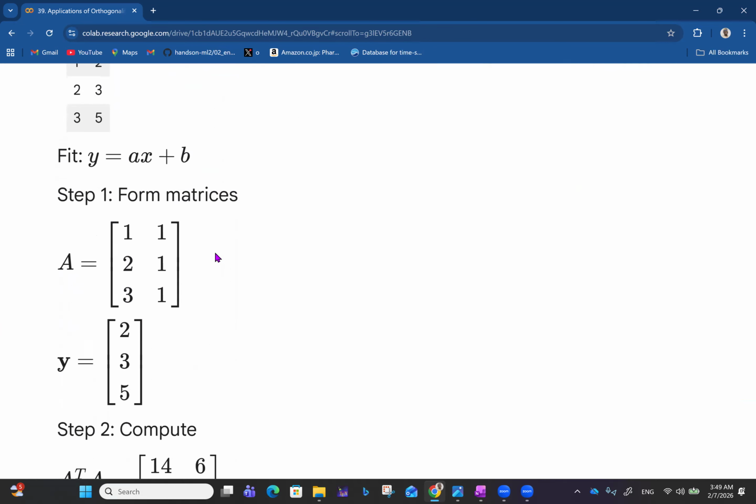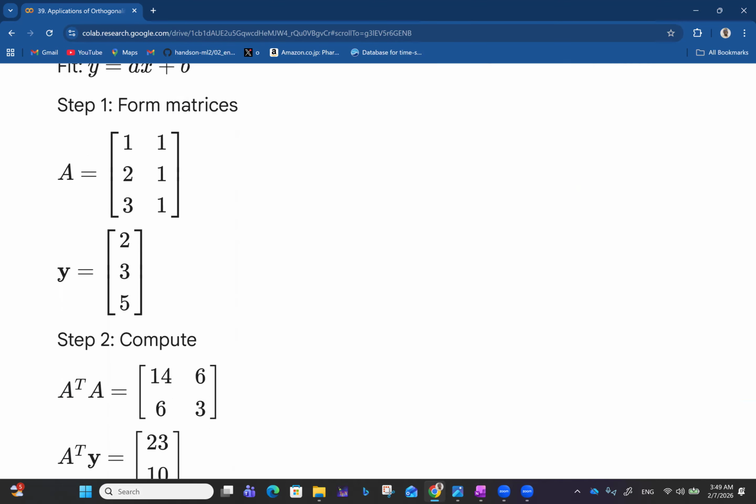So if you do A transpose A, this 3 by 2 matrix becomes a 2 by 3 matrix when you transpose it. So it now becomes 1, 2, 3 and 1, 1, 1, like that. So that'll be 1, 1, 2, 1, 3, 1 for A, like that. And if you do A transpose A, you get 14, 6, 6, 3 that we did the other time.